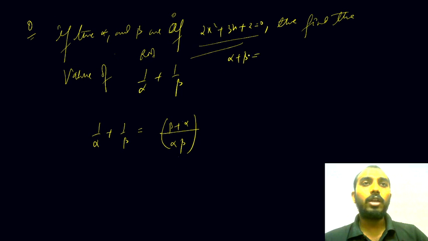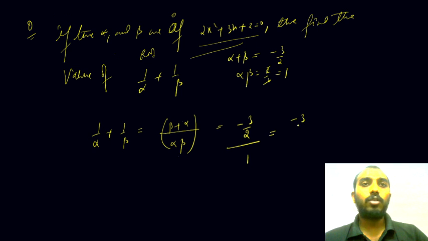So we can calculate the sum of roots. What is the value of the sum of roots? Minus b by a, it becomes minus 3 by 2. And what is the value of the product of roots? It becomes 2 by 2, which equals 1. So putting in the already calculated value of alpha plus beta, minus 3 by 2, and the product of roots, 1, it becomes minus 3 by 2 upon 1.